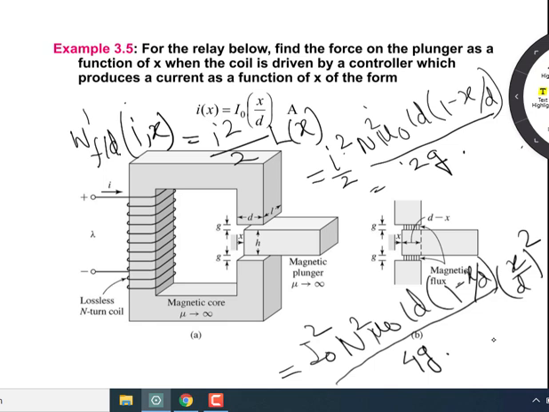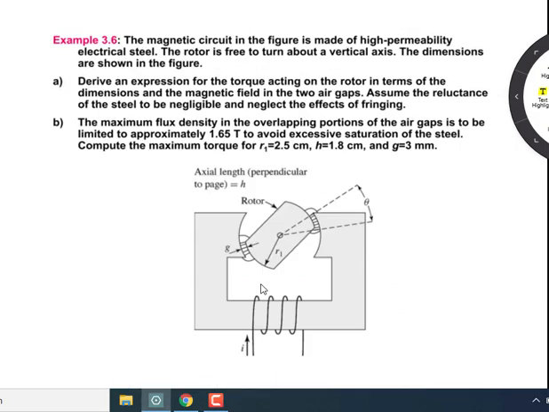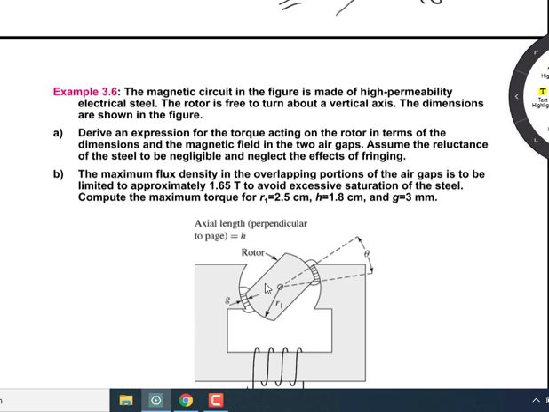Now we can proceed with that for our next example. So here in this example, this is a structure, a magnetic circuit. I am taking all these examples from the book of Fitzgerald.